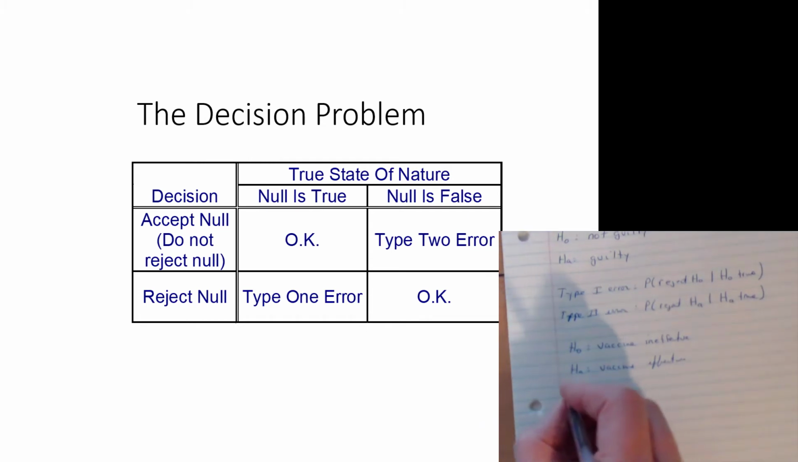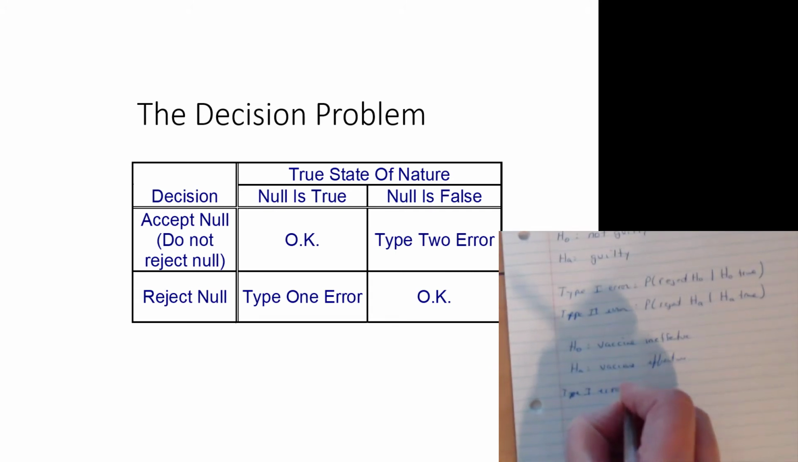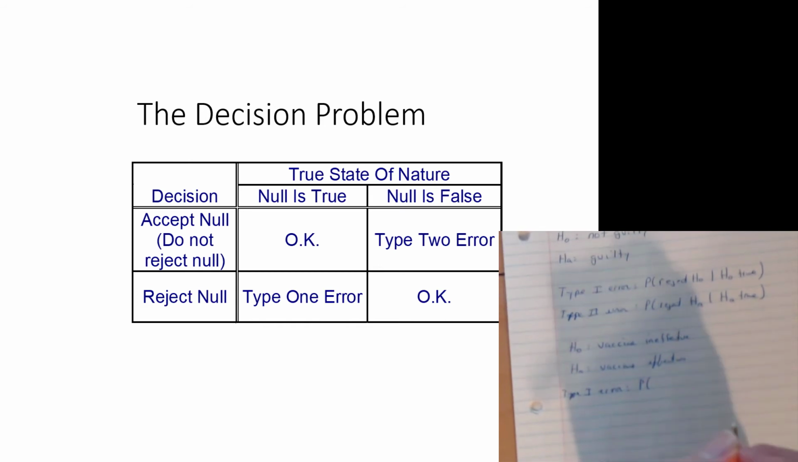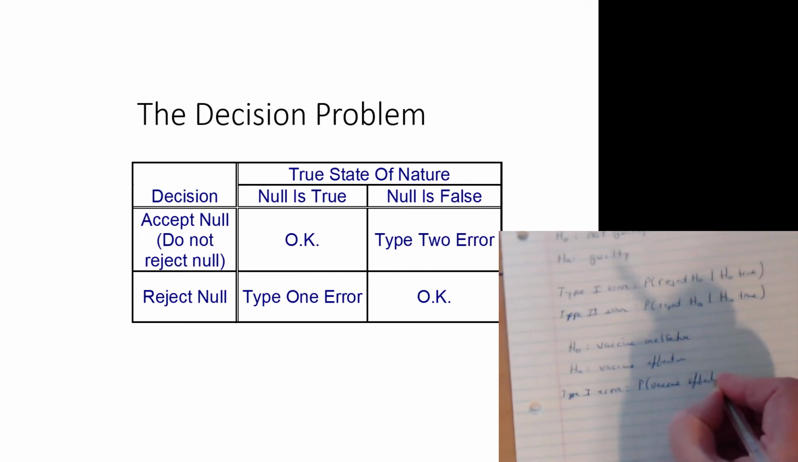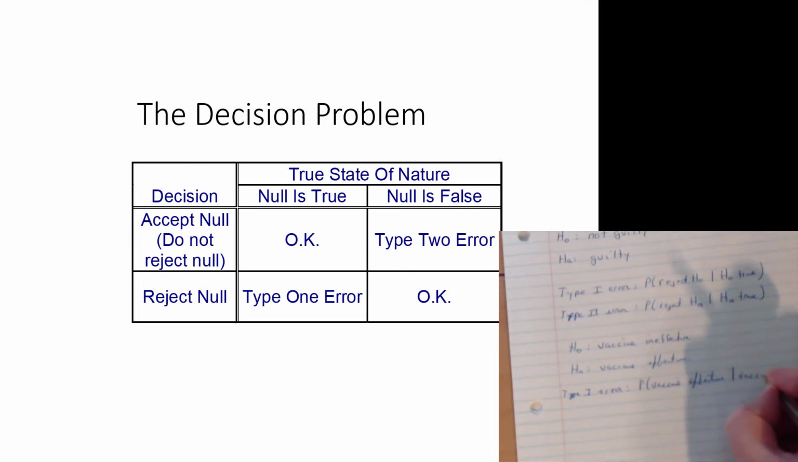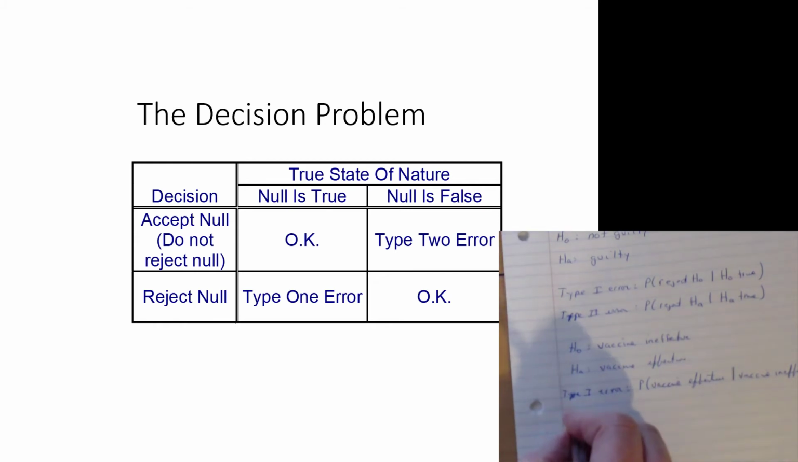So what's the type 1 and type 2 error here? Type 1 error is the probability that we reject H naught. What does that mean? We say the vaccine is effective given that the vaccine is ineffective. Saying it's effective when it's not, that's a serious error. It's a concerning error. Type 2 error, what would that be?